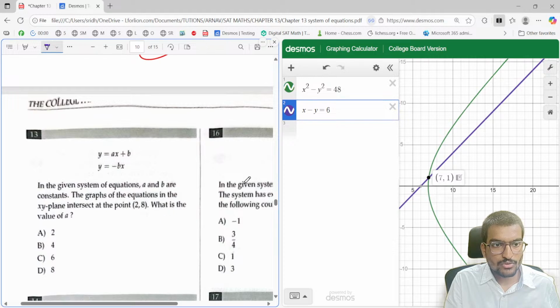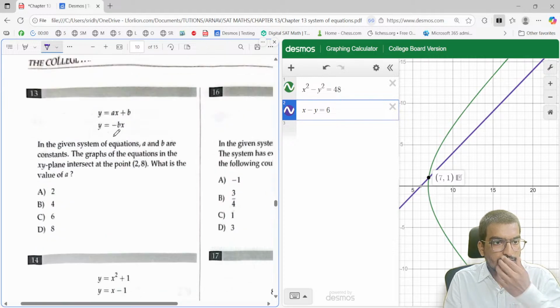Question 13. You have two equations here, and let's see. In the given system of equations, a and b are constants. The graphs of the equations in the xy plane intersect at point 2, 8. What is the value of a?